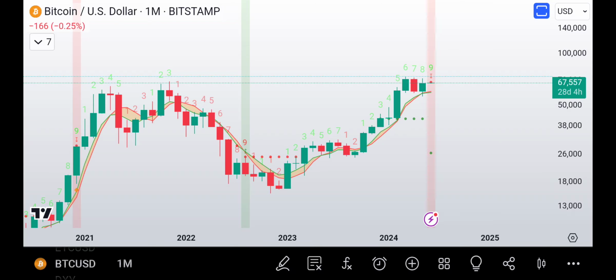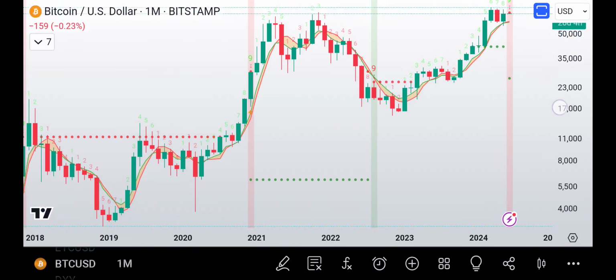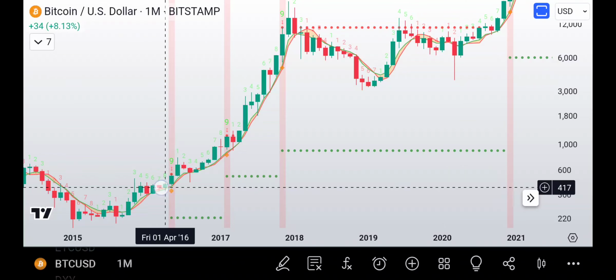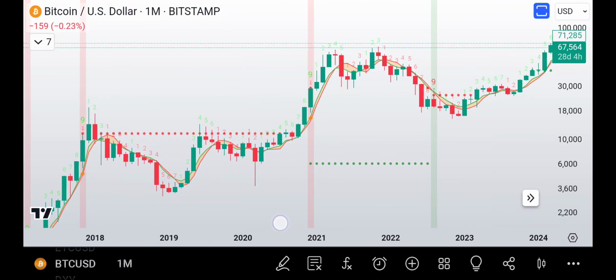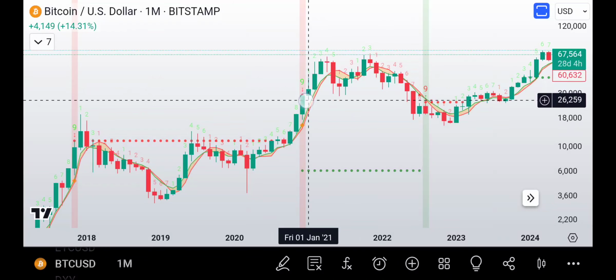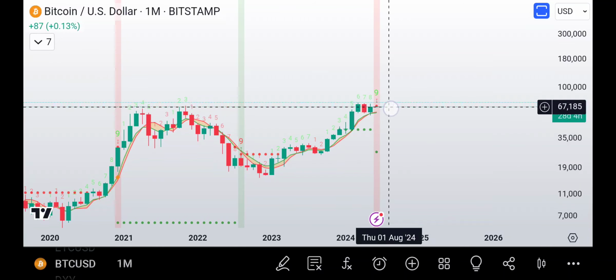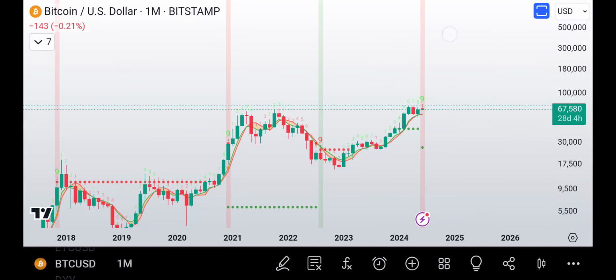And when you look at Bitcoin, we're also on a 9 on the monthly, right? So when you go back in time, it actually had 3 9s. We had 1, 2, 3 before it actually ended. And the time before that, we had 1, sort of 1.5, I guess. And this is our first 9. So we'll see how that plays.